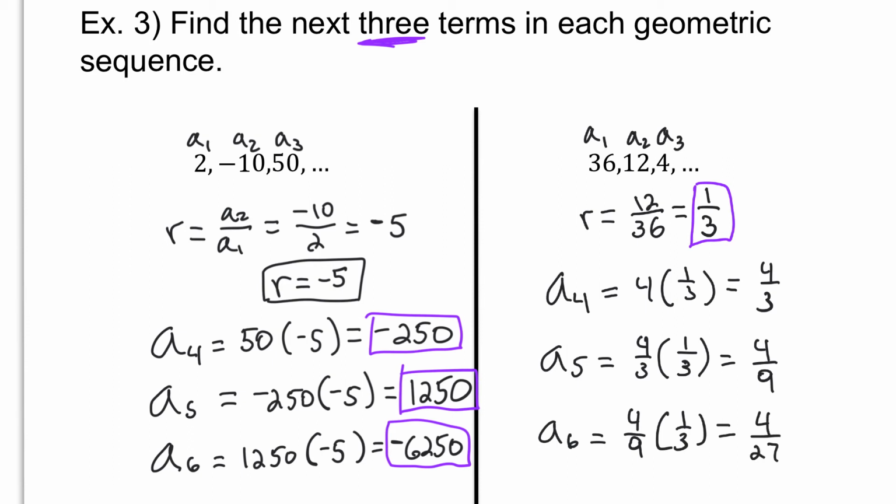Now you always want to check if you can reduce the fractions, but none of these can reduce. So the 3 terms that I'm looking for are these 3 right there. Those are my next 3 terms, and you can keep going. You can multiply by 1/3 every time to get the next one and the next one and the next one. So sometimes you might have a negative common ratio. Sometimes you might have a fraction. You just have to make sure that you get the next term every time you multiply.